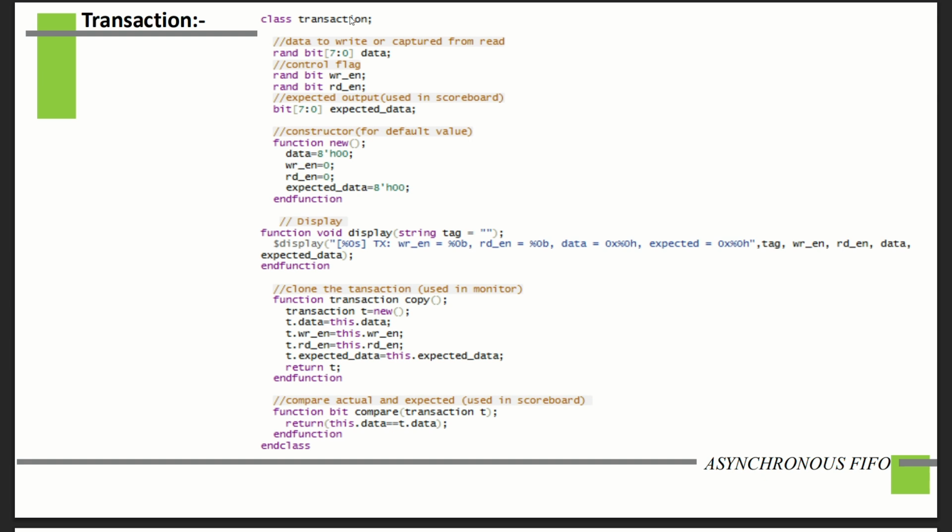Here is the transaction class. The transaction class consists of data, write enable, read enable. We make them rand because we will use randomization. And then here is the expected data. We make a default constructor: data is set to 0, write enable to 0, read enable to 0, and expected data to 0. And here is the display statement to display which class is currently running. Then we make a clone of the transaction which is used in the monitor, and we make a compare function which is used in the scoreboard to compare the actual data and the expected data.